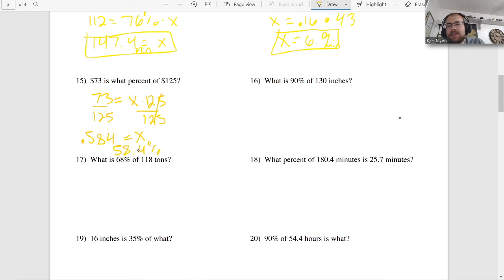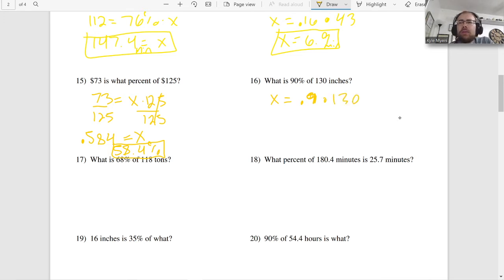It's 58.4%. We want to go from decimal to percent, so the decimal place goes to the right, a la derecha in Espanol. What is 98%, 0.9, sorry, that was a bad 0.9, of 130 inches?